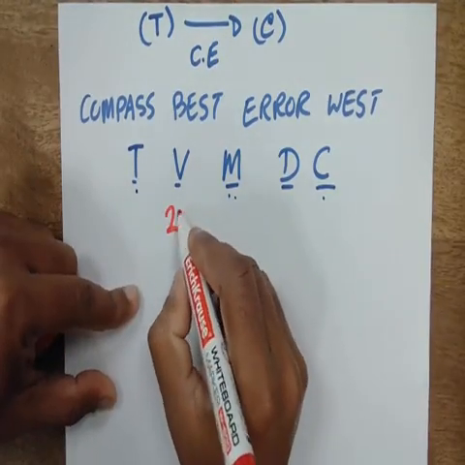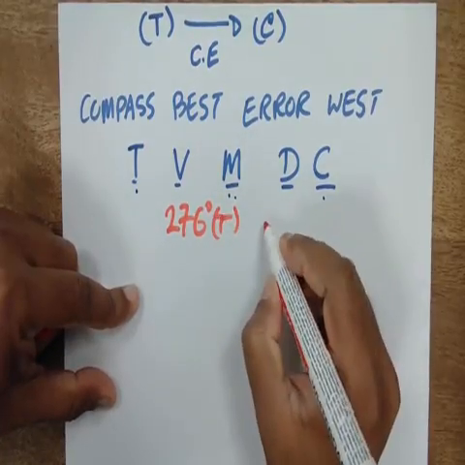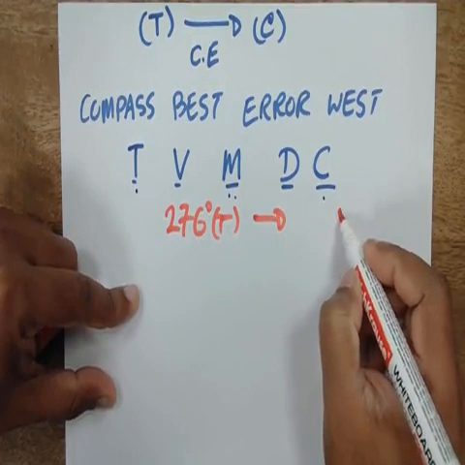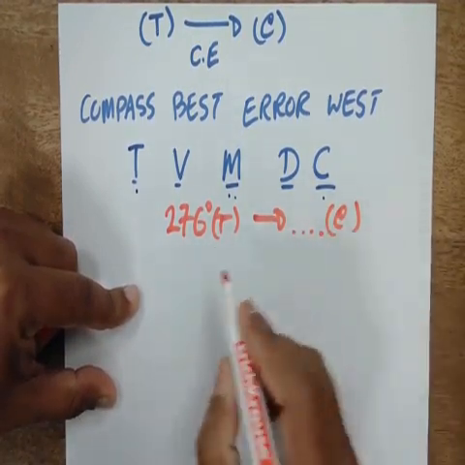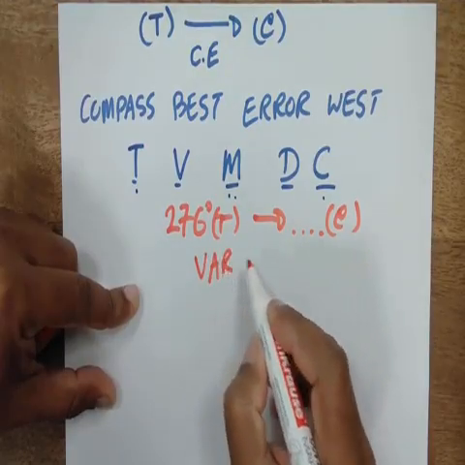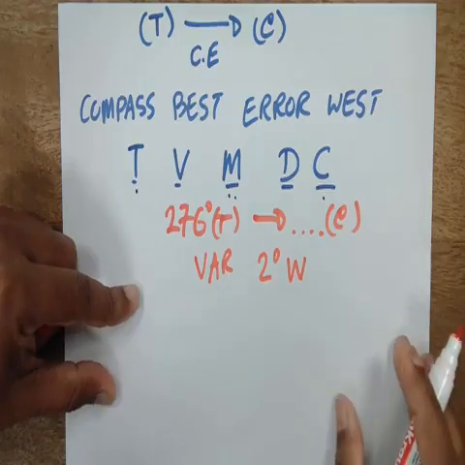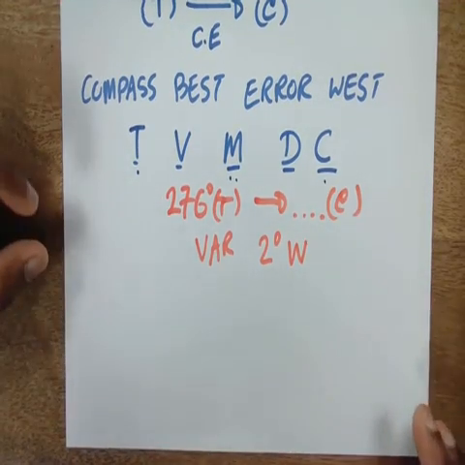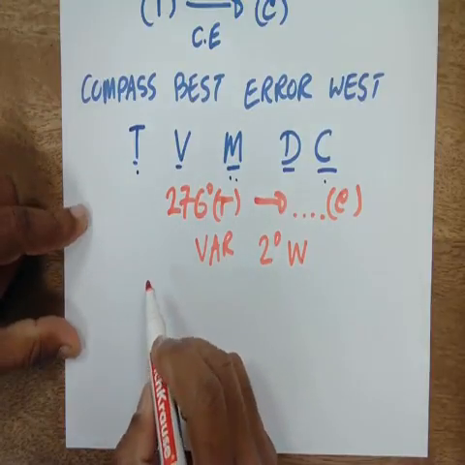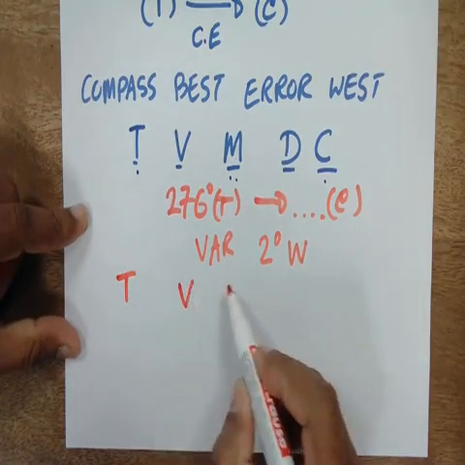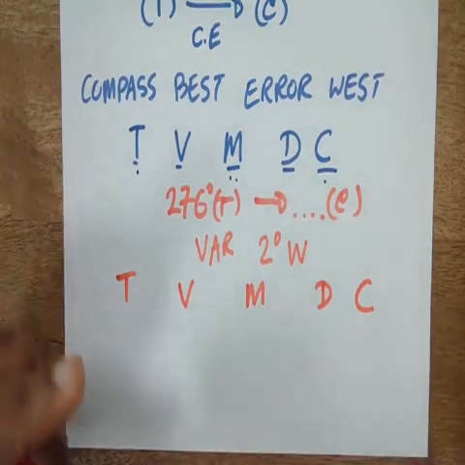Now let's see how to convert 276 degrees true into compass. Let's assume in this case the variation is 2 degrees west. So let's see how to convert this one. If you can remember, TVM DC, write down TVM DC, right?